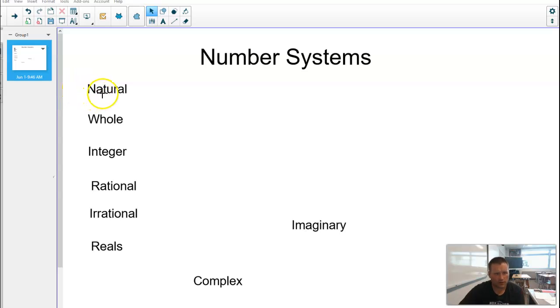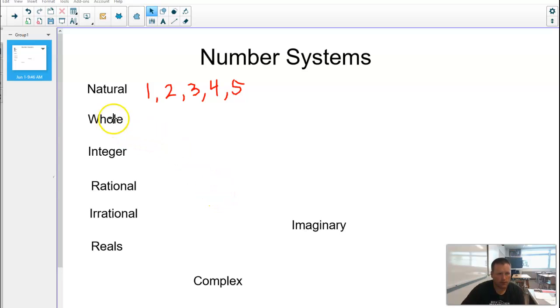This first definition is natural numbers. Natural numbers are all positive numbers is what we're looking for. So numbers like 1, 2, 3, 4, 5. So we're going to not have any fractions with that. We're just going to have positive values, so no negative values as well. So that is a natural number, all positive numbers.